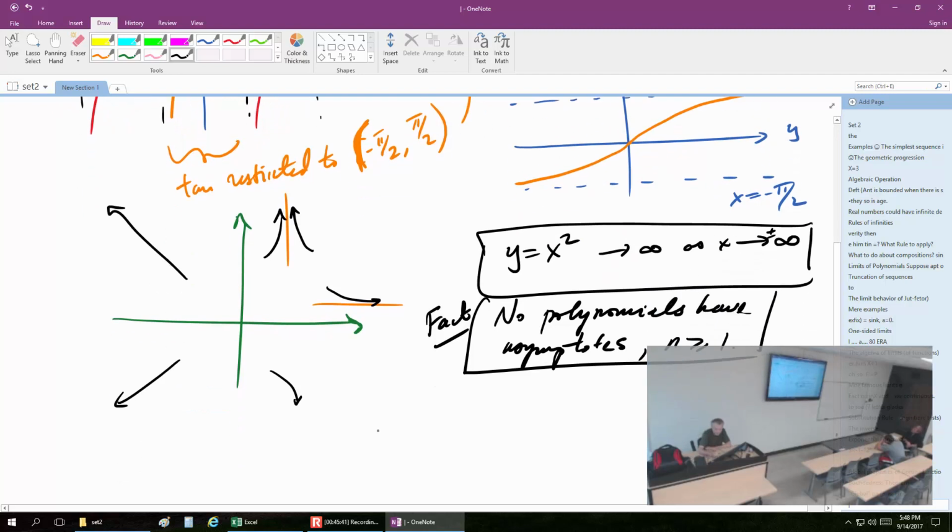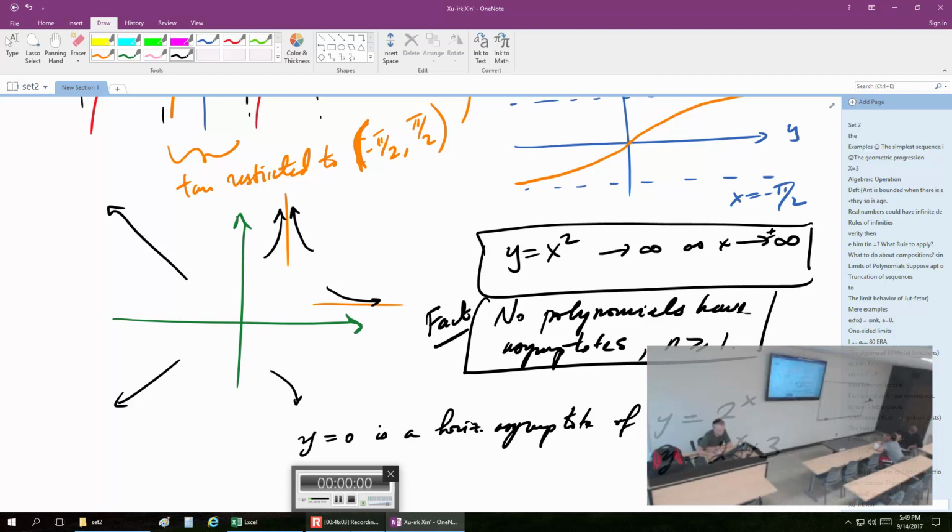But certainly some transformation of the functions will create more patterns. So if, for example, y equals 0 is a horizontal asymptote of y equals 2 to the x, then for y equals 2 to the x plus 3, what do we know about this function? Its asymptote would be y equals 3, because it's shifted upwards. Everything shifts, including the asymptote.